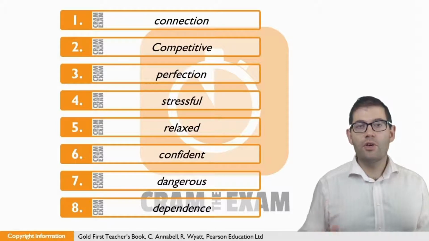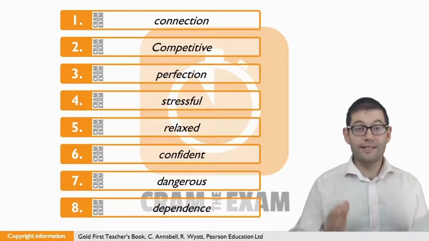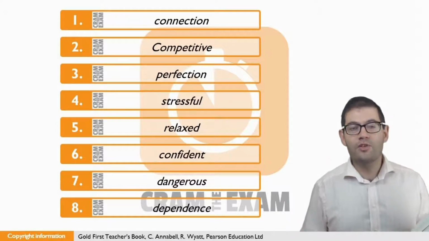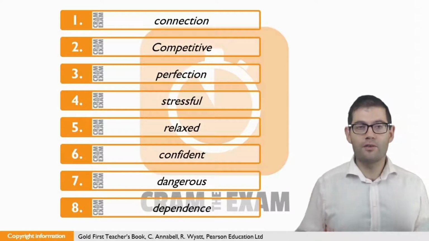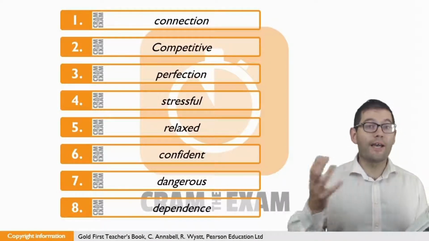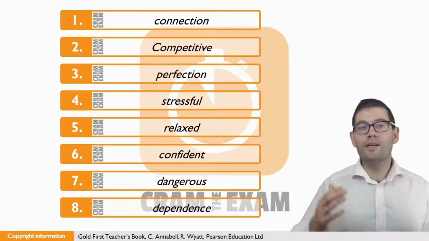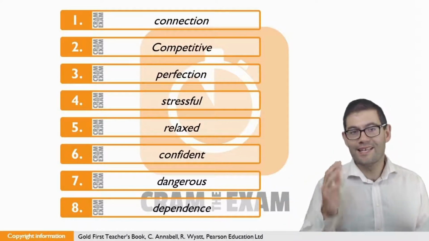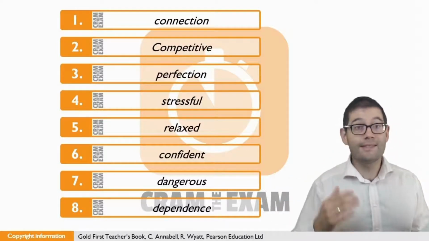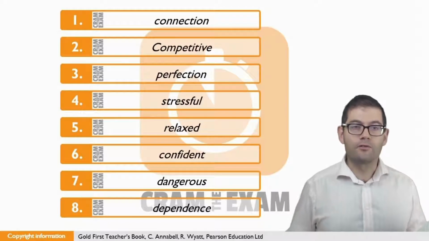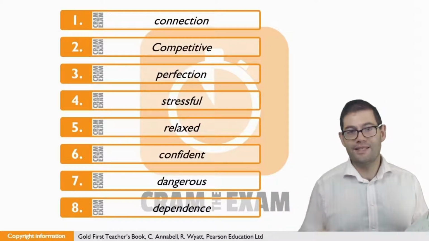For question number 2, we've got the word at the beginning of the sentence and at the beginning of the paragraph, which means that the only word that we can use to work out what kind of word we need here is the word after the gap, and that is a noun. So what we need here is an adjective to modify that noun. The answer is, of course, competitive.